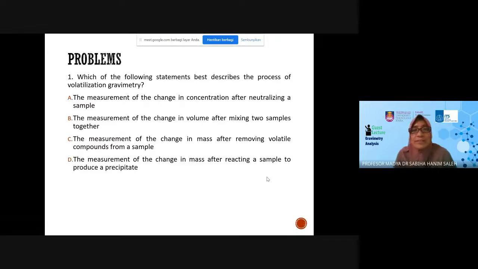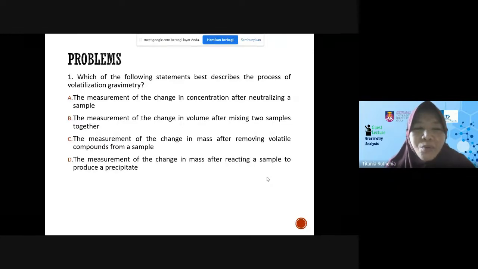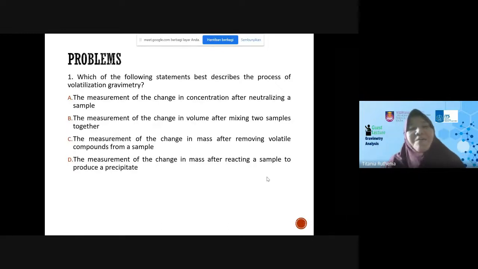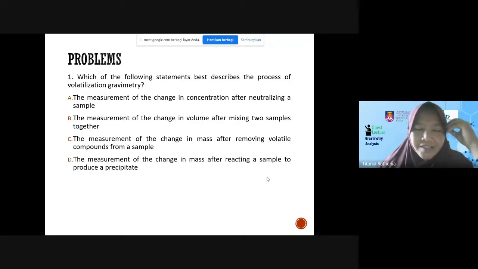Okay. Anyone to answer? This is the ice that Upin and Ipin usually ordered from Uncle Muthu. Like A, B, C, D. Yeah, you can choose the answer. The answer is already there. A, B, C, D.